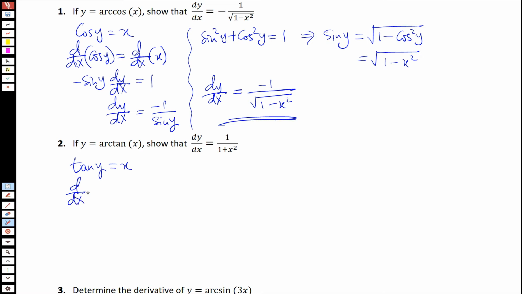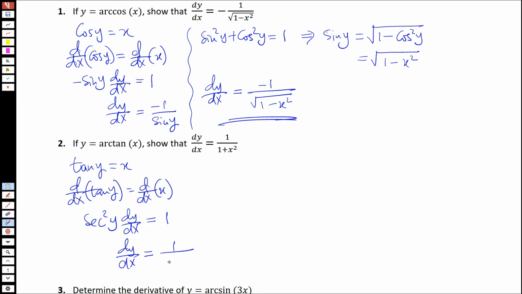The derivative of tan y should be equal to the derivative of x. Now, the derivative of tan y is secant squared y. That is outside, and then the derivative of y is dy over dx by applying the chain rule again. And that will be equal to 1. So dy over dx will be equal to 1 over secant squared y.